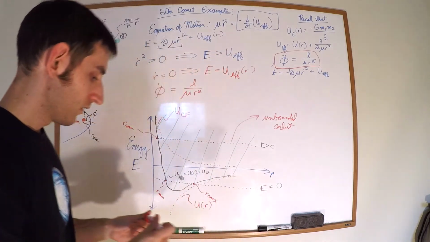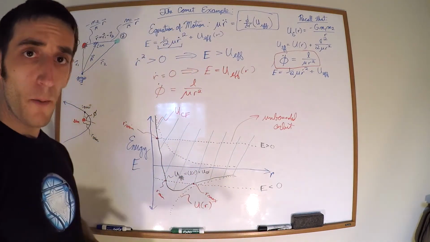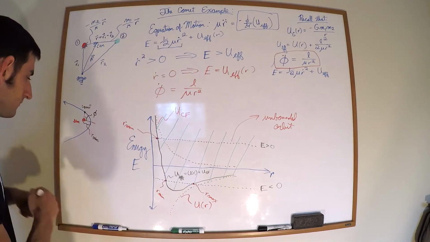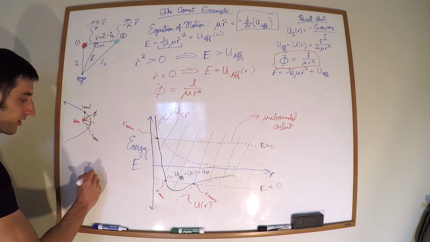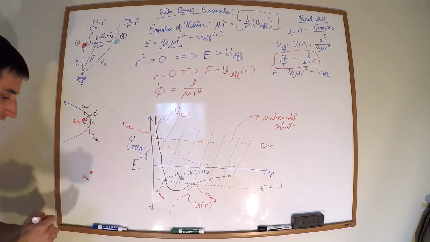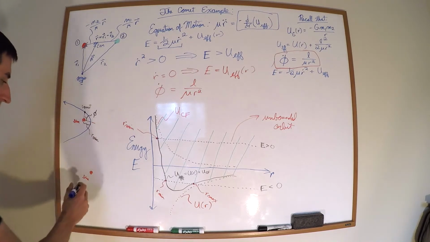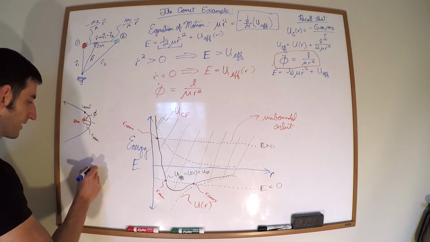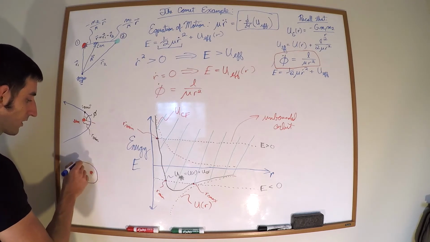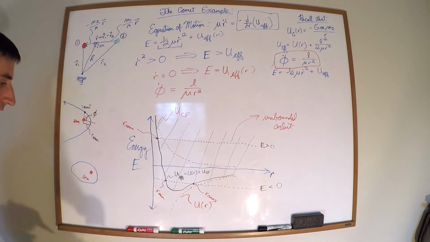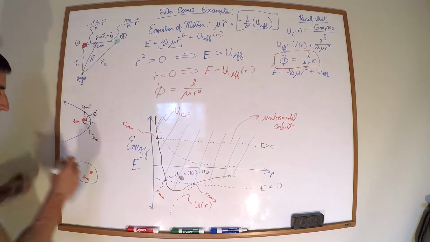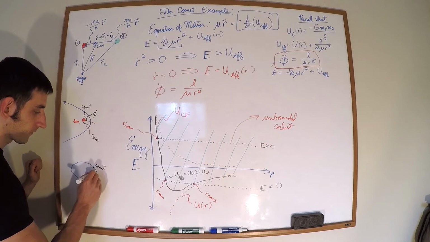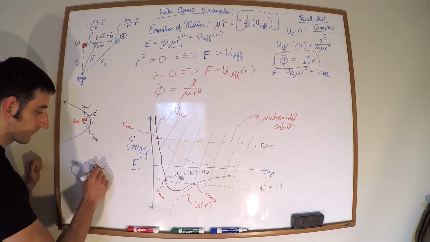Okay, so let's explore this scenario a bit more. In this situation, we could have the sun, and the comet is going to basically come in, reach a minimum radius, come out, reach a maximum, and come back. So if we draw in the comet, we draw in the same trajectories.